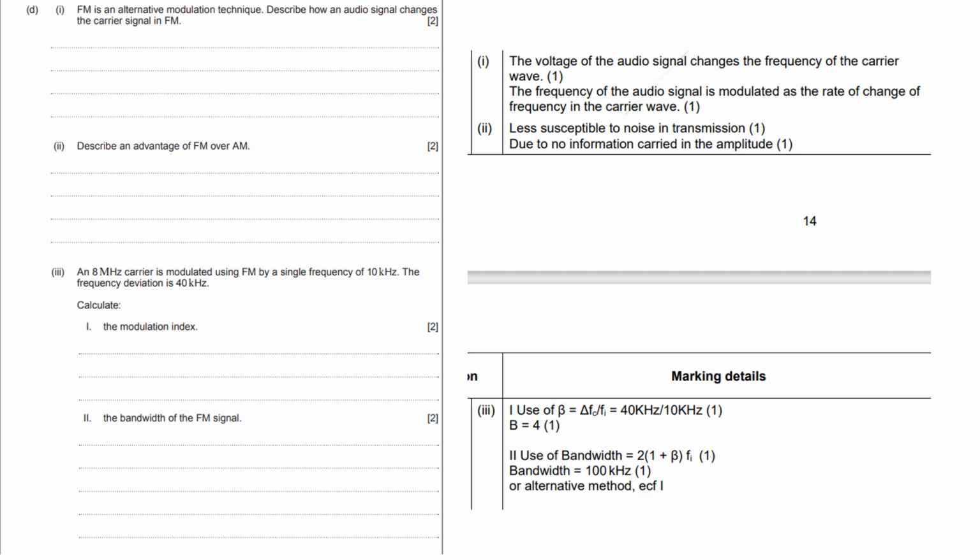These next two are dead easy. I can't believe they give you 4 marks for it. The 8 megahertz carrier has got nothing to do with the question. You've got 10 kilohertz, 40 kilohertz deviation. It says it in the question. Delta F, F with a little triangle, that's deviation, isn't it? So you can work that one out, and the bandwidth is given in the question, so it's quite easy.